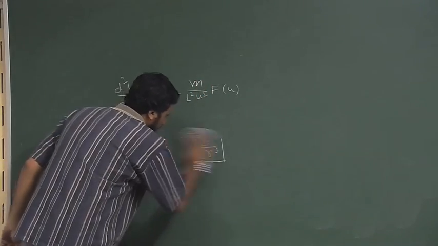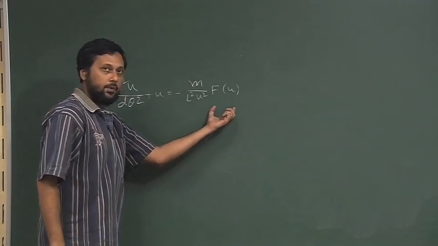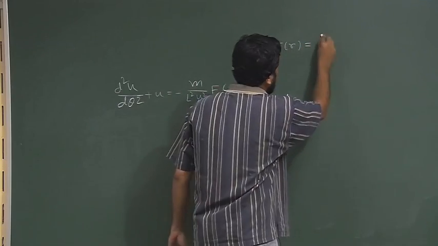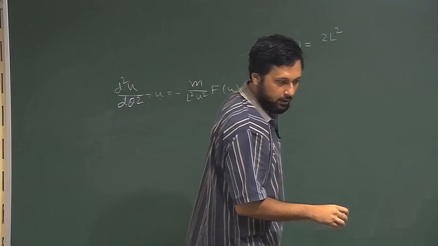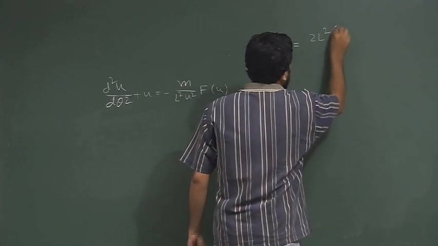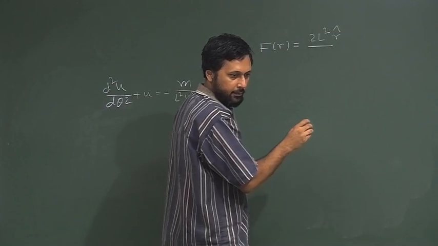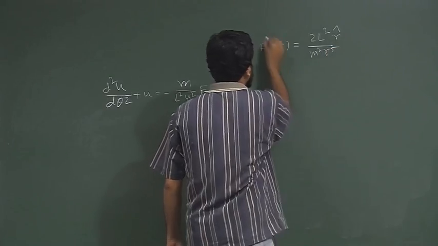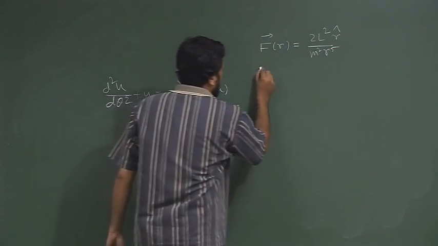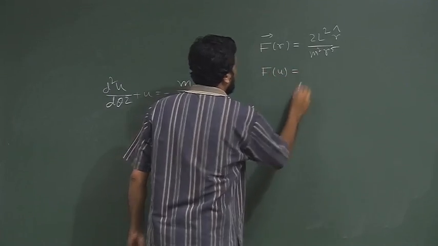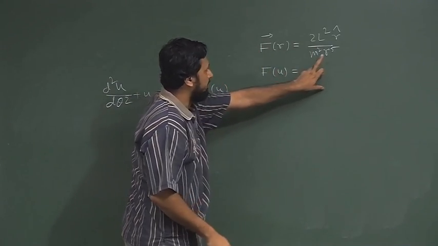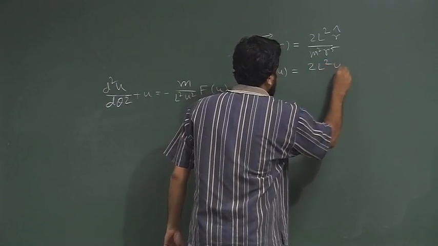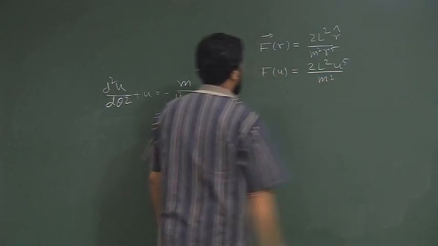Now, what is given is the force law. So, this side is given: f of r is equal to 2 L square r capped by m square r to the power 5, m square r to the power 5, right. So, for f of u, we just have to replace r with 1 over u and we immediately see that this gives you u to the power 5 by m square.